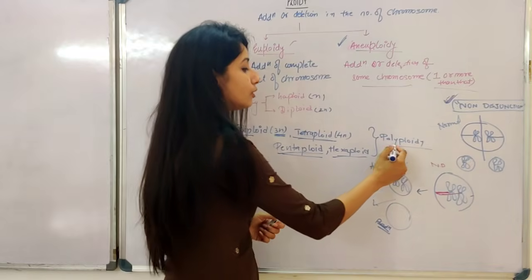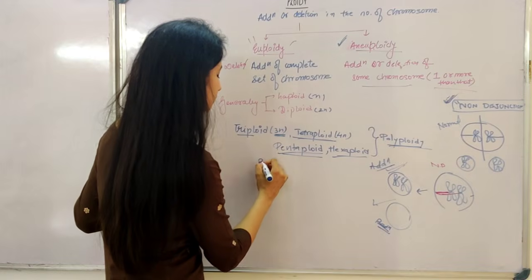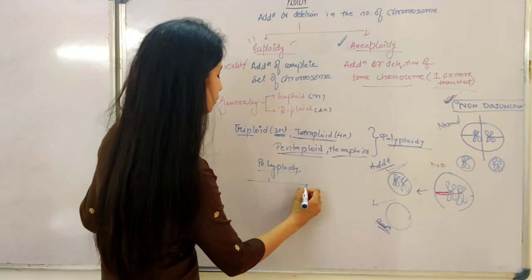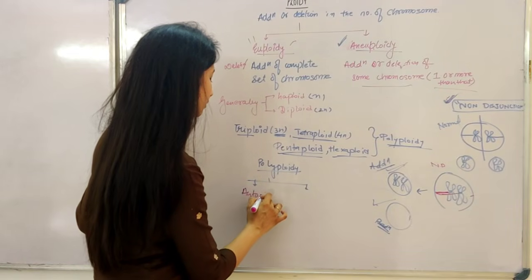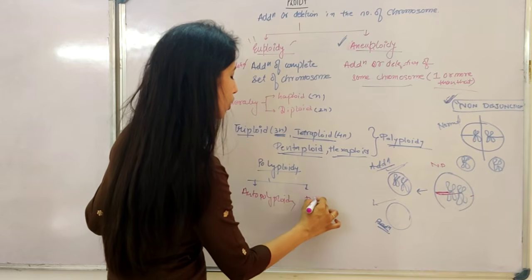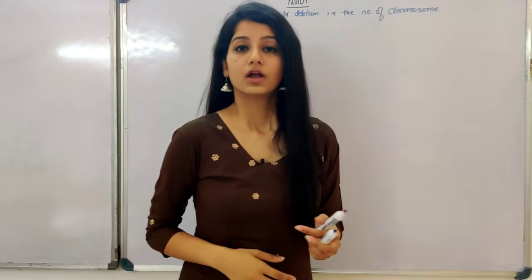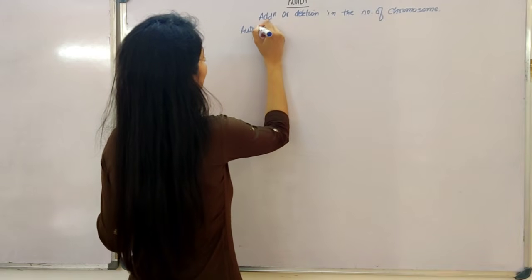Now if we talk about polyploidy, then polyploidy is also of two types. So here we'll see that polyploidy is of two types. The first is autopolyploidy, and the second is allopolyploidy. So now first let's see about autopolyploidy.